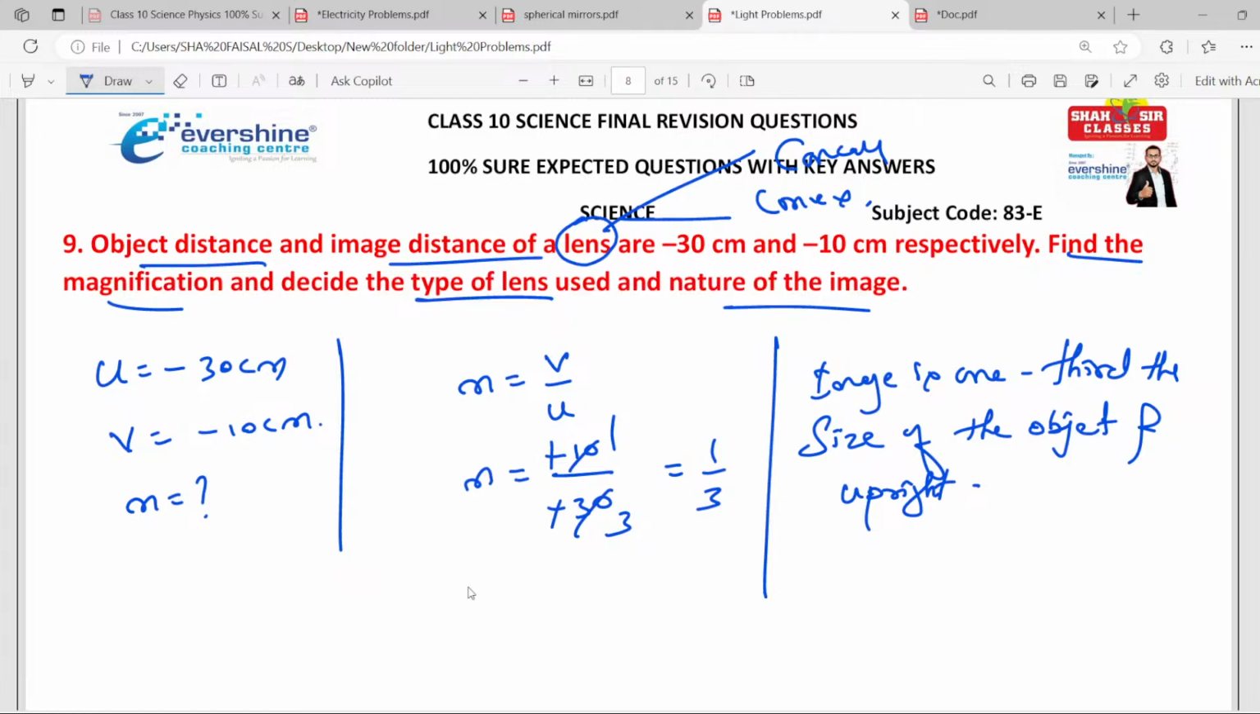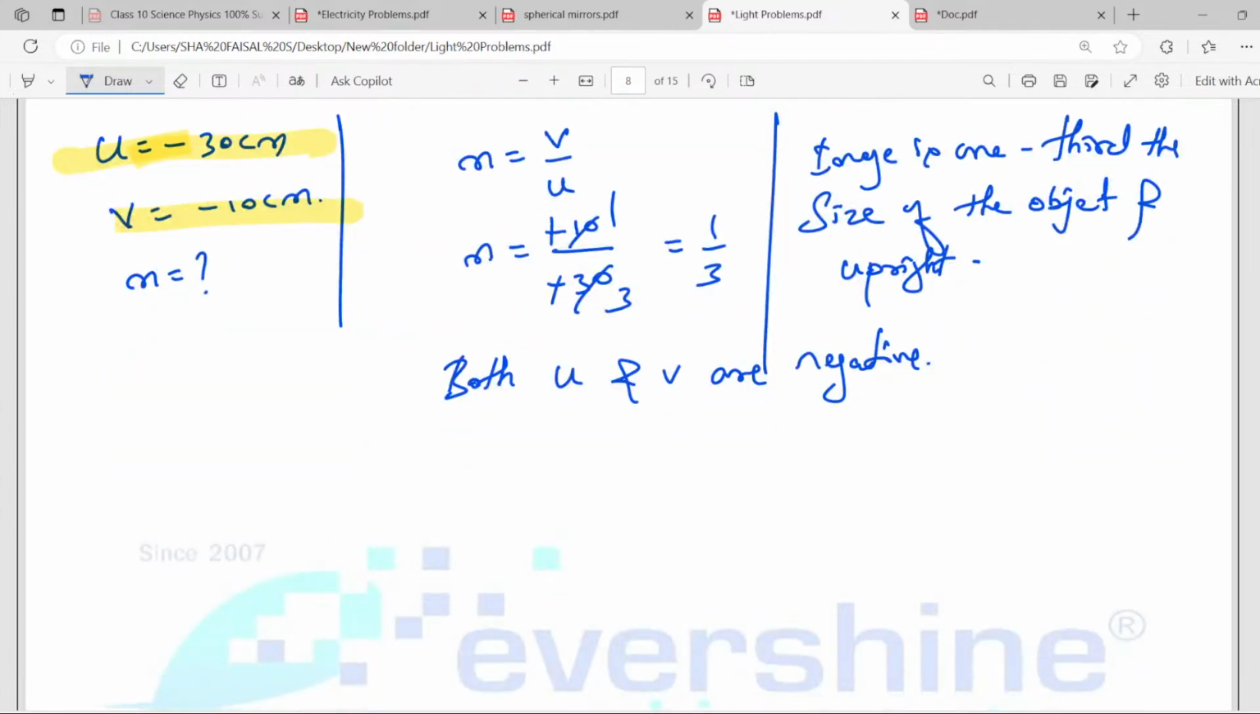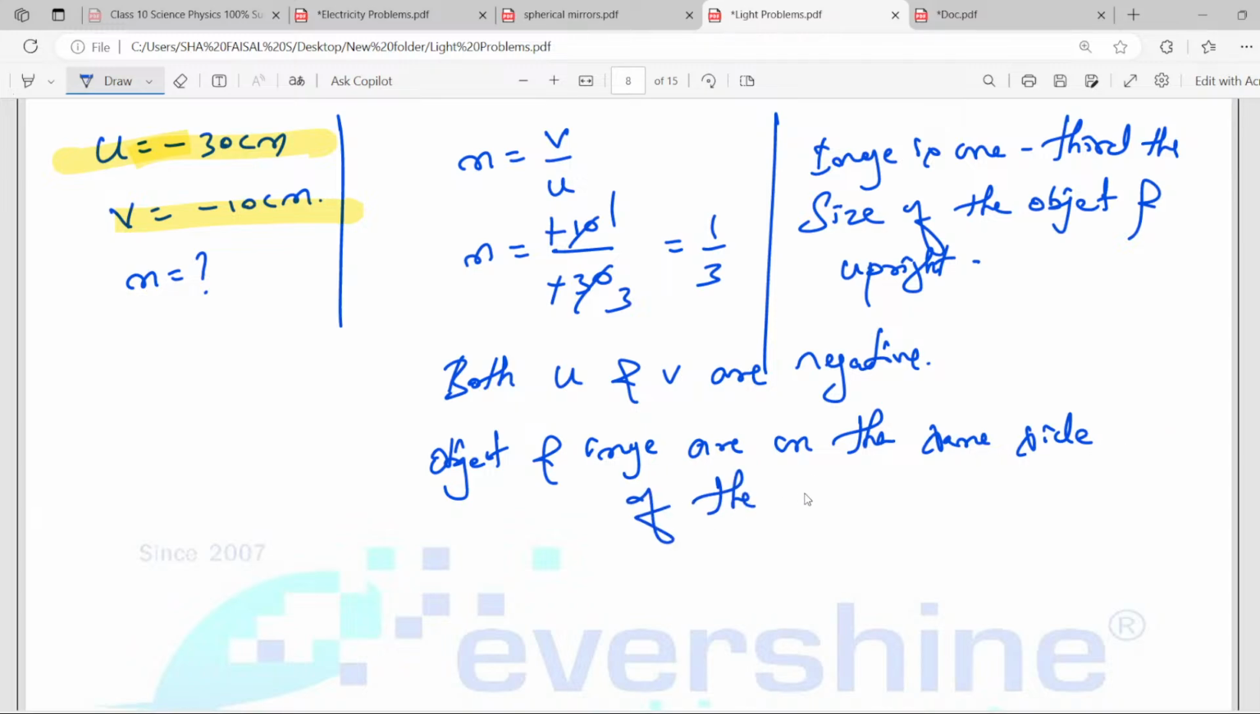Now which lens should be used? As you can see, in the question they have given that u is negative, v is negative, both the values are negative. Correct? No? Both u and v are negative. In the question only they have given. We have not changed this. What they have given in the question, you should use that only. Don't change here. Take it as it is. u and v both are negative. Correct? If u and v both are negative, you can say that object and image are on the same side of the lens.